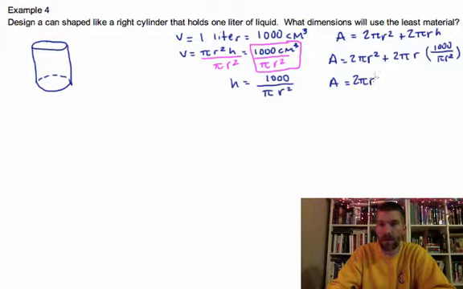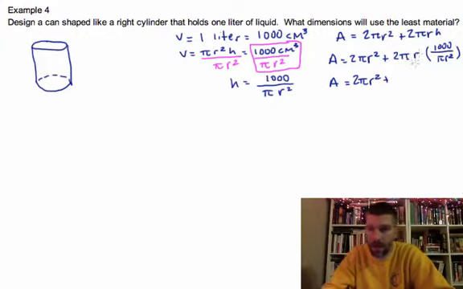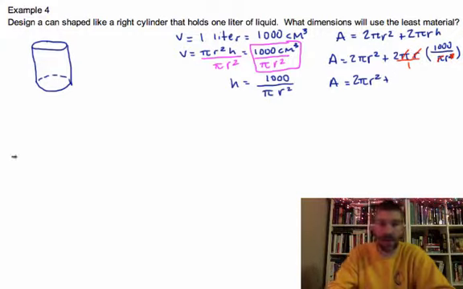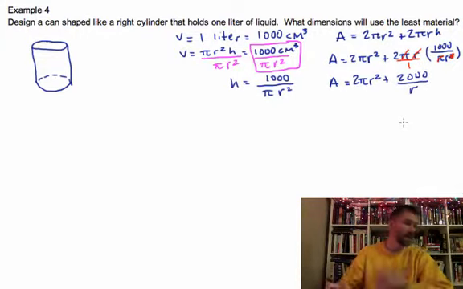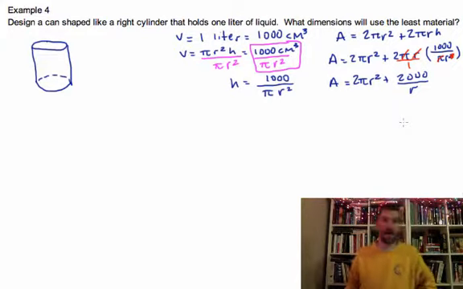The front part doesn't change much, but notice back here the pi's can cancel. I've got to remember this is all over 1. This is all over 1. So this pi and this pi cancel. This r and one of those r's cancel, and 2 times 1,000 is 2,000. So what I end up with is 2,000 over r. Now, that doesn't seem too bad. That doesn't seem too bad at all.